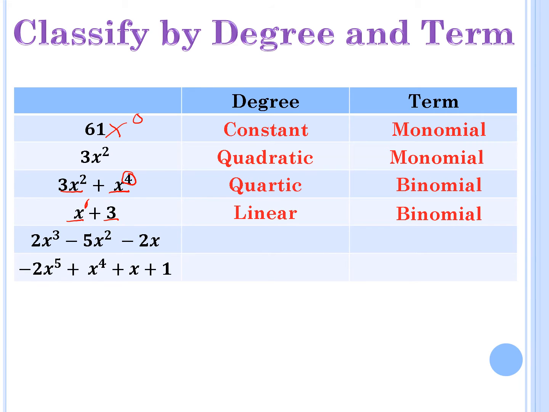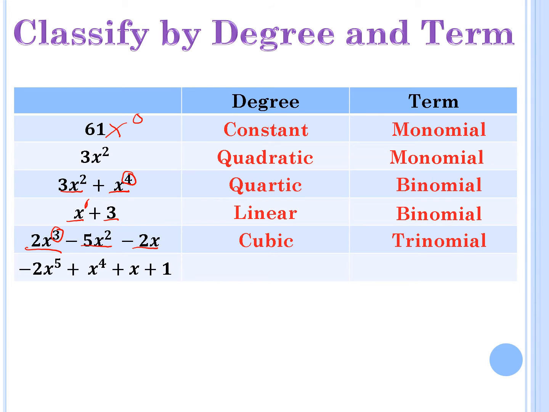Now let's look at this example 5. There are 3 variables, but the biggest exponent is 3. So since my biggest exponent is 3, that makes it cubic, and there are 1, 2, 3 terms. So that makes it a trinomial.